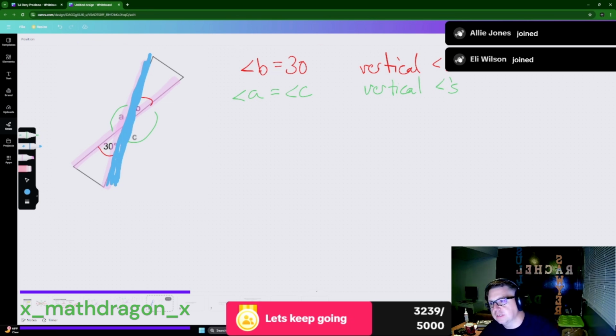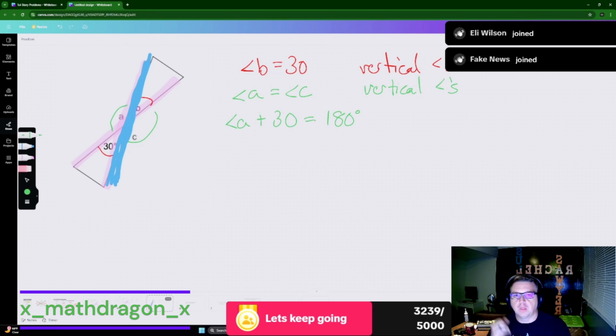So I am going to say angle A plus 30 equals 180 degrees. And why do I know that? Because they are a linear pair. They are side by side, and angle 30 plus angle A forms my straight line. Okay? Now, I can solve for angle A.